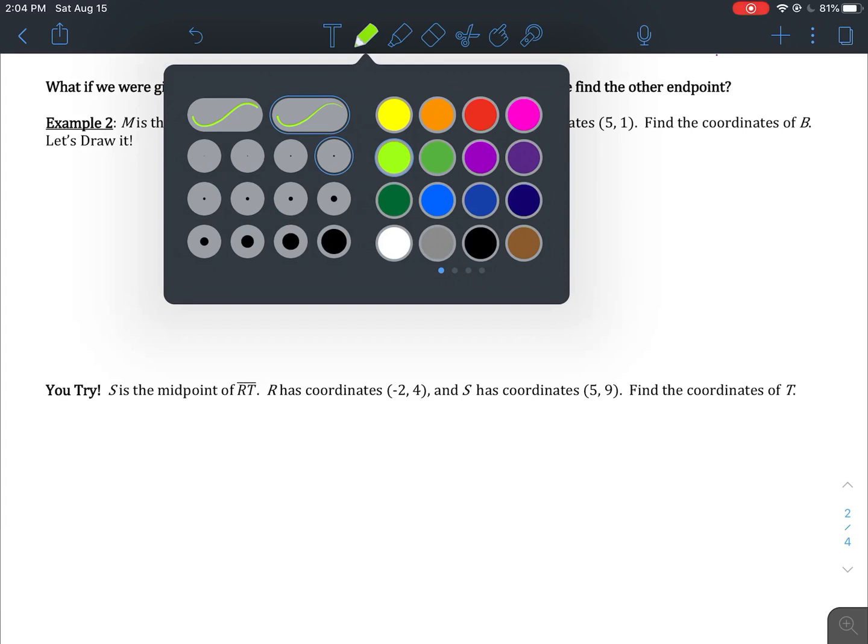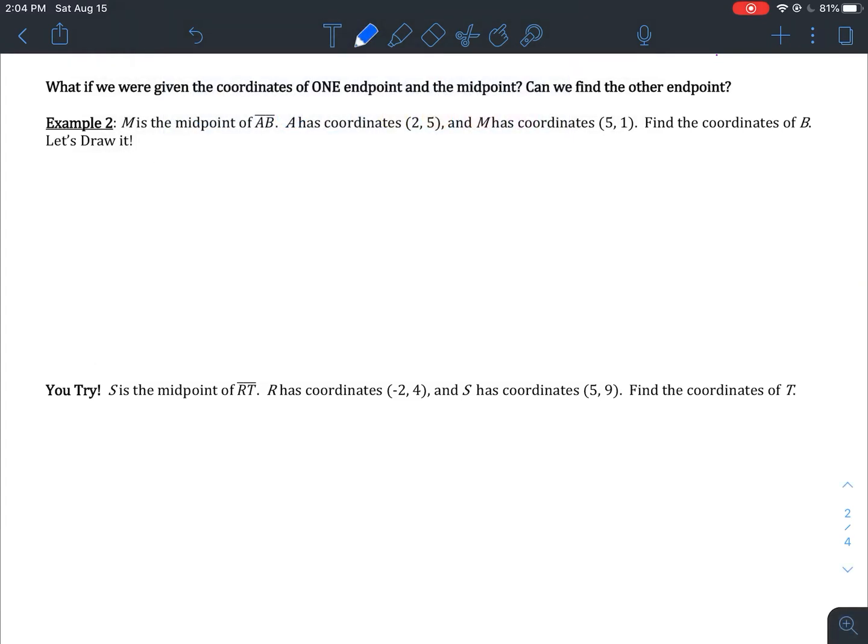Next problem. Now, these are different problems here. You can read the statement given to us, you can tell this is a different problem. Okay, it says M is the midpoint, but this time they're not asking us to find the midpoint because the midpoint is being told to us. So we got to find one of the endpoints, find B. I'm going to attack this problem a little bit differently.